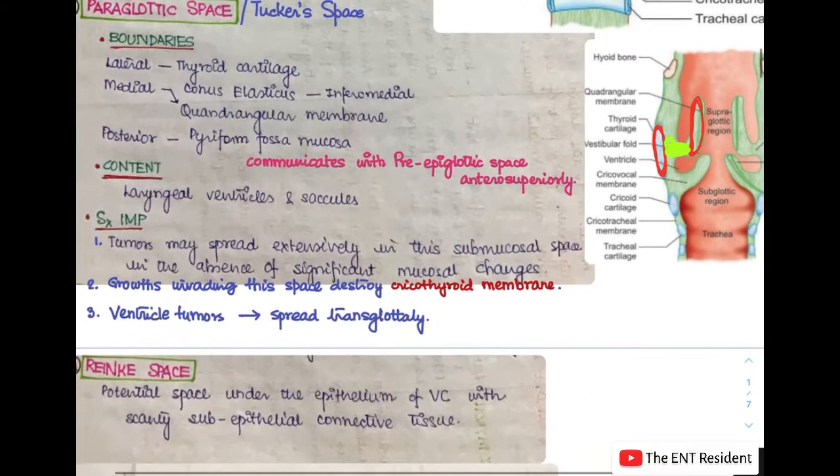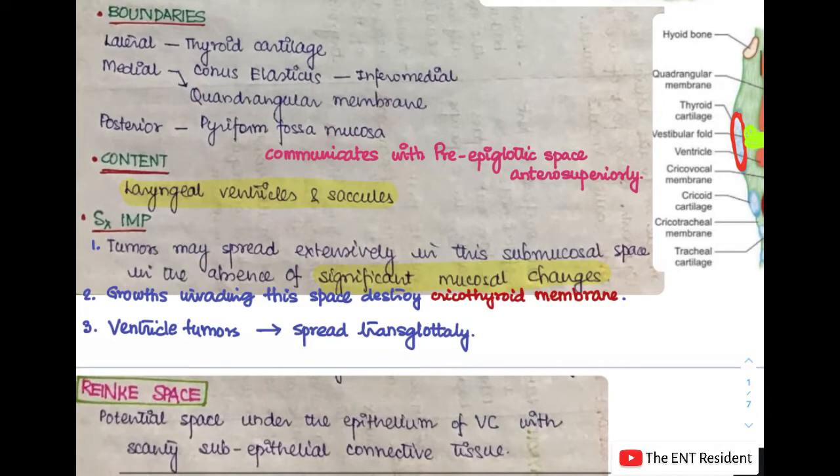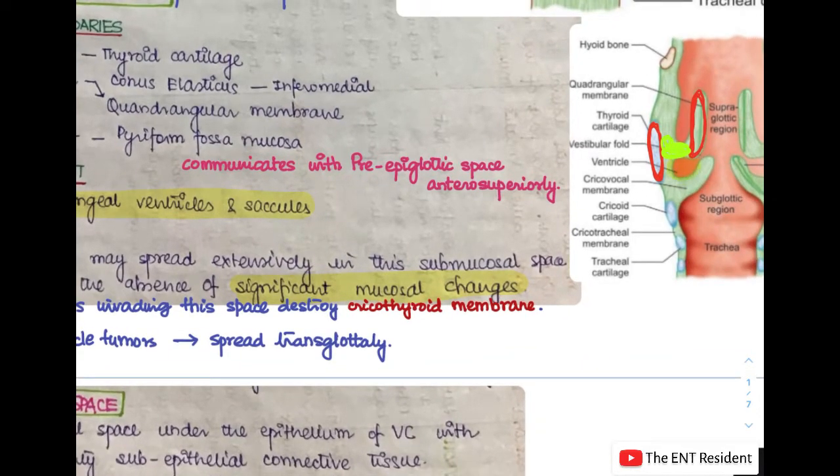This space contains the laryngeal ventricles and the saccules. And why is this space so important? There are three reasons here. First is, tumors may spread extensively in this submucosal space in the absence of any significant mucosal changes. Secondly, the growths which invade this space destroy the cricothyroid membrane. And thirdly, the tumors in the ventricle, that arise from the ventricle, as I was showing you, this is the ventricle over here.